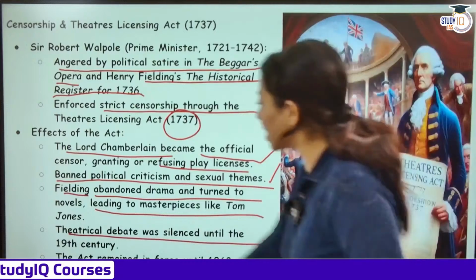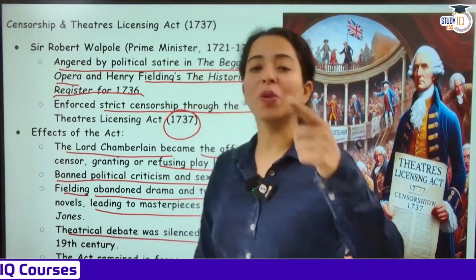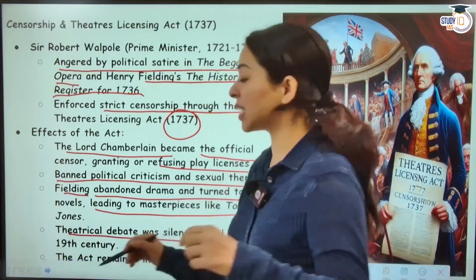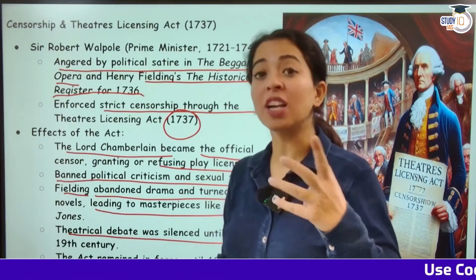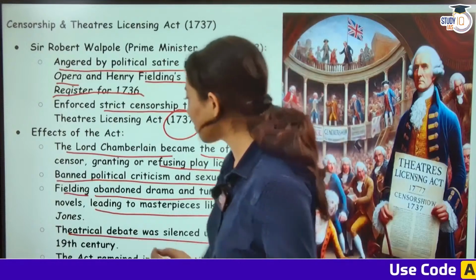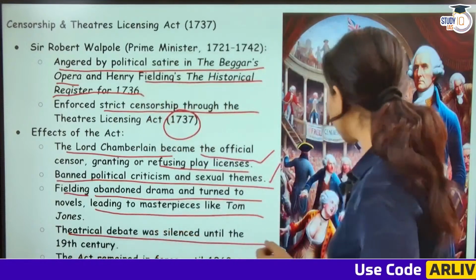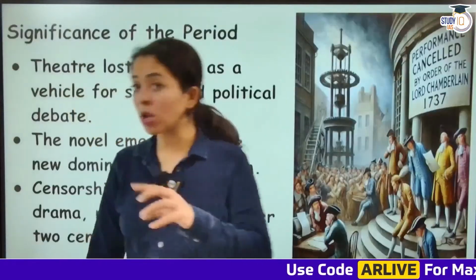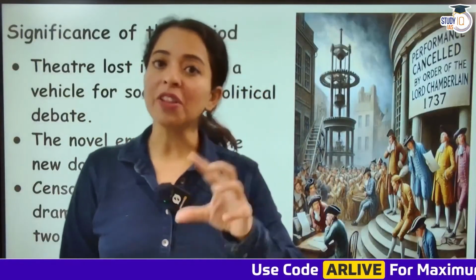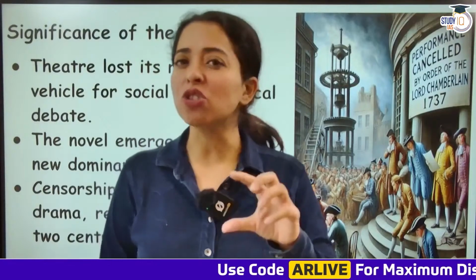Theatrical debates were silenced until the 19th century. Sorry guys, Jonathan Swift wrote Gulliver's Travels, Henry Fielding wrote Tom Jones, and the act remained in force until 1968. So Jonathan Swift was also a very important writer. And Jonathan Swift's Gulliver's Travels, that's a very strong political satire.